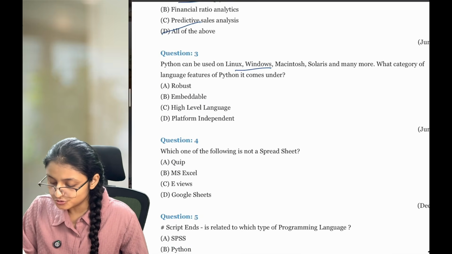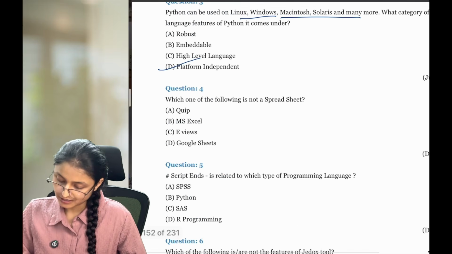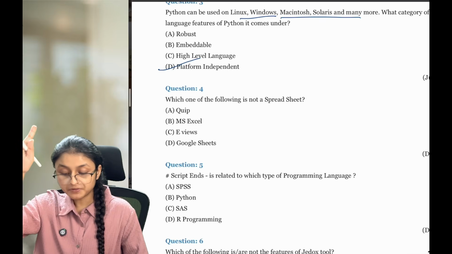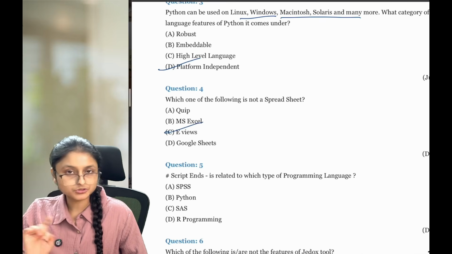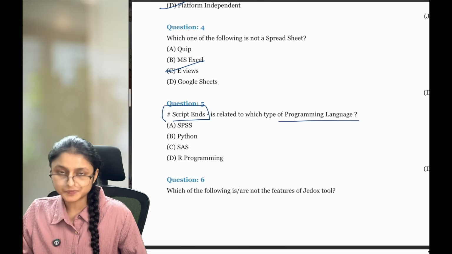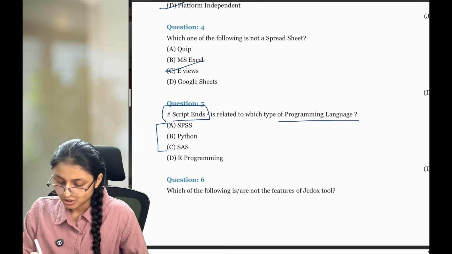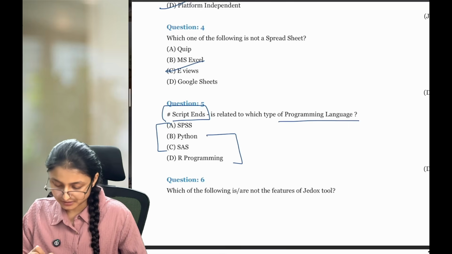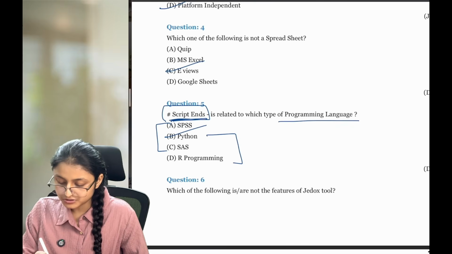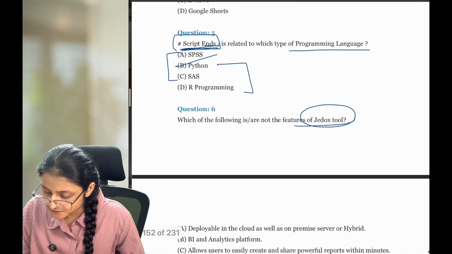Python can be used on different types of platform. Hence, it is a feature of platform independent. Which one of the following is not a spreadsheet? In spreadsheet, we have Quip, MS Excel and Google Sheet. EViews is not there. Which type of programming language uses hashtag script ends? So let me tell you, these are the software, not the programming language. Only these two, Python and R programming, are the programming languages, out of which for Python, we use this script ends, hashtag script ends.